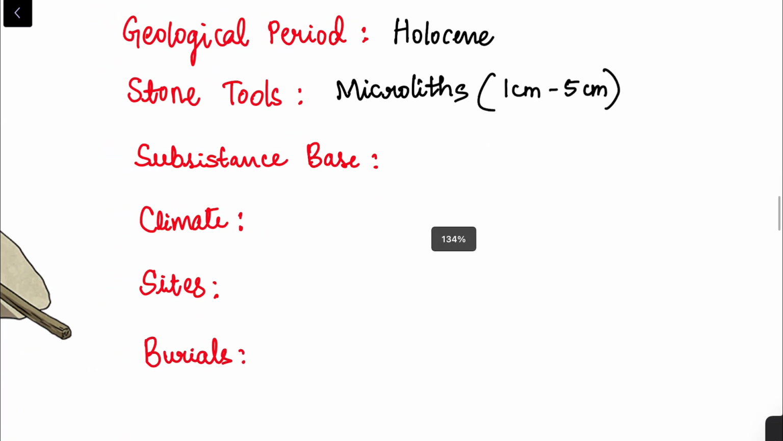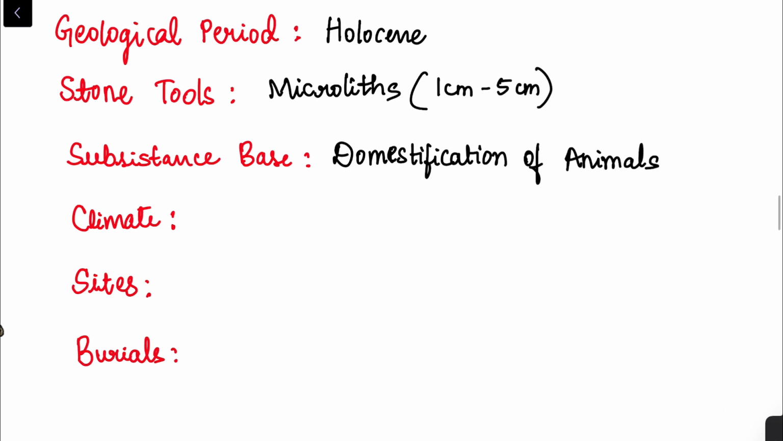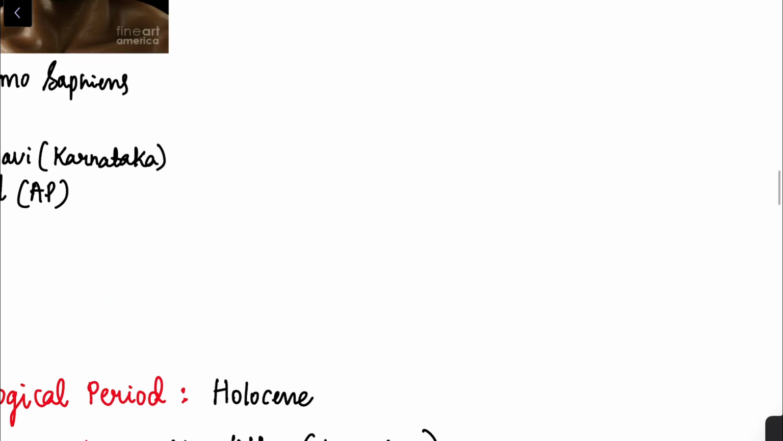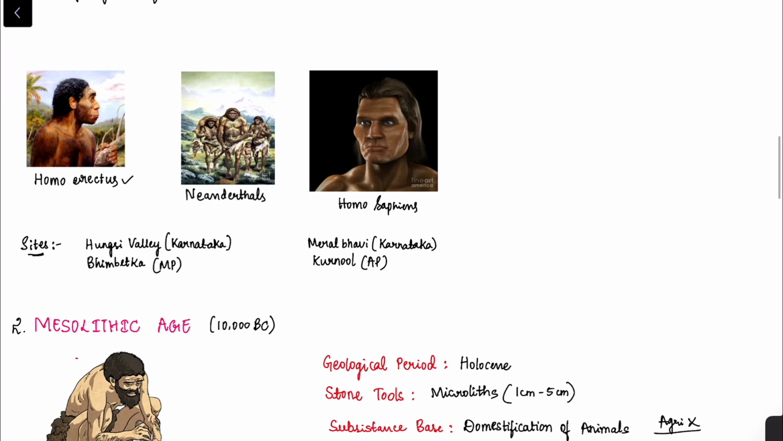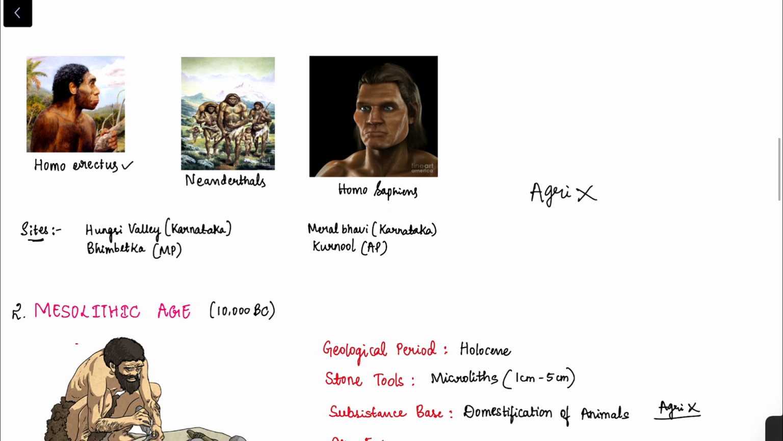The subsistence base here: we see domestication of animals. Along with hunting and gathering, we see domestication of animals also. And agriculture was not found in this period. Agriculture was not found here, as in the Paleolithic Age also, agriculture was not found.